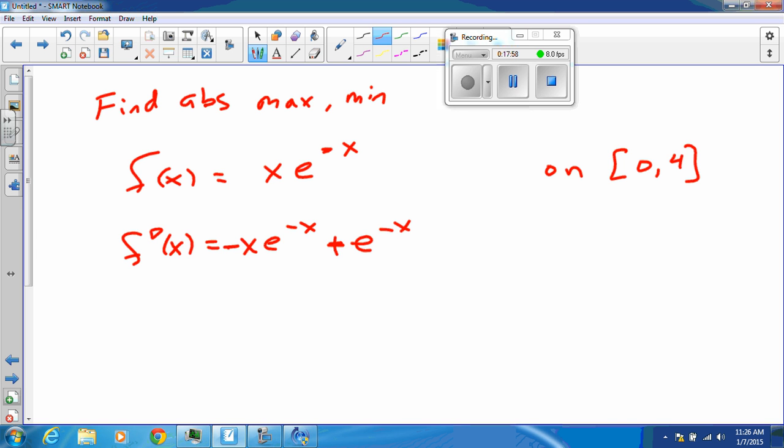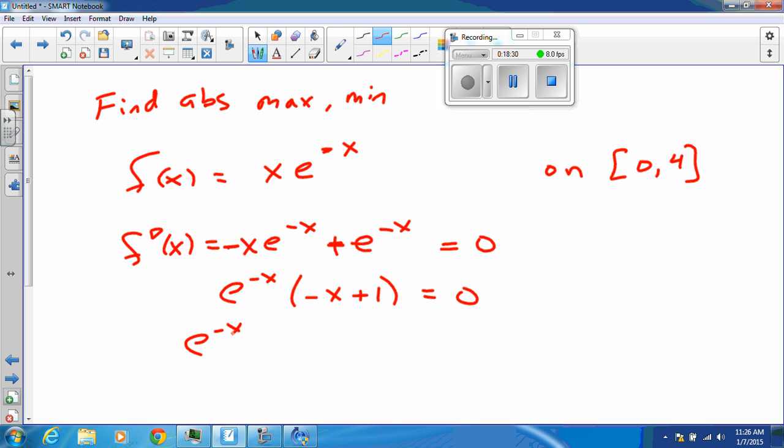Don't forget your product rule when you take the derivative. First times the derivative of the second plus the second times the derivative of the first. Now I end up with an interesting problem. How do I solve this equation? Yes, factoring is your friend. I have a common factor of e to the negative x, and out it comes.